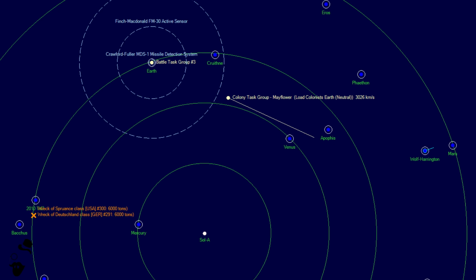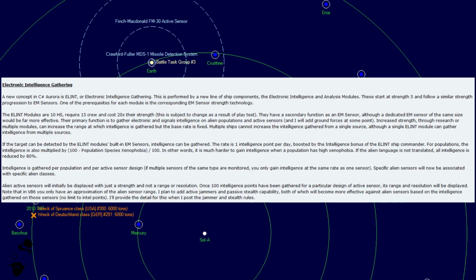We're going to start off with one of the more lengthy and more interesting changes that tie into diplomacy, so to speak. Starting with electronic intelligence gathering. A new concept in C-Sharp Aurora is ELINT, or Electronic Intelligence Gathering. This is performed by a new line of ship components, the Electronic Intelligence and Analysis module. These start at strength 5 and follow a similar strength progression to EM sensors. One of the prerequisites for each module is the corresponding EM sensor strength technology.